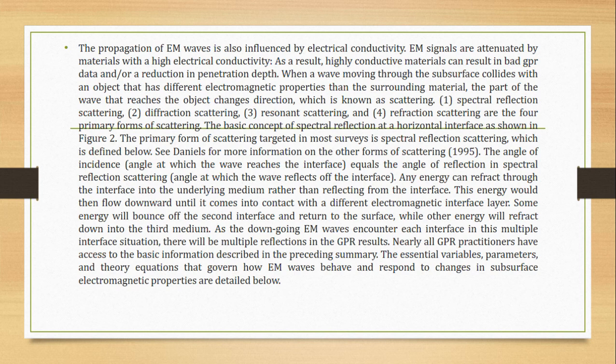When a wave moving through the subsurface collides with an object that has different electromagnetic properties than the surrounding material, the part of the wave that reaches the object changes direction, which is known as scattering. Specular reflection scattering, diffraction scattering, resonance scattering, and refraction scattering are the four primary forms of scattering.